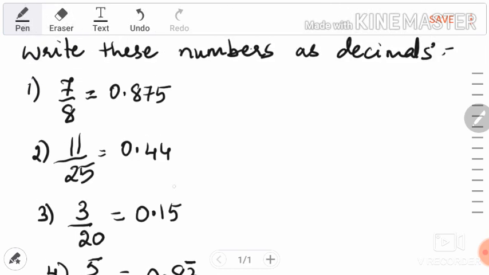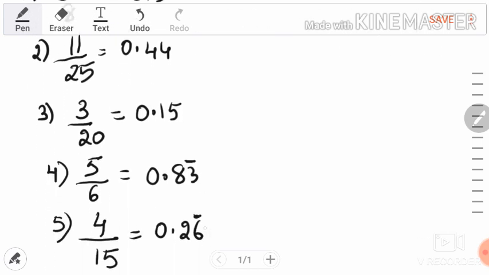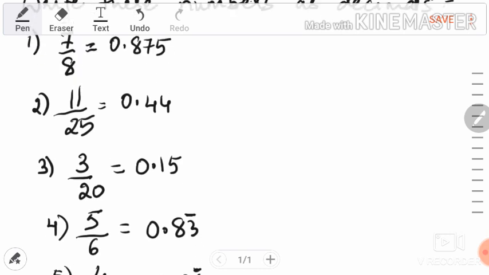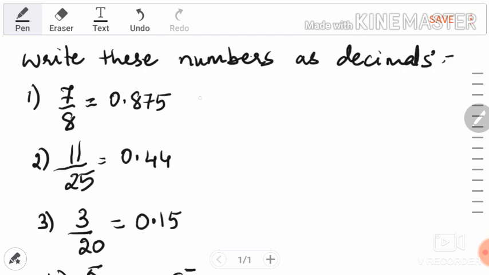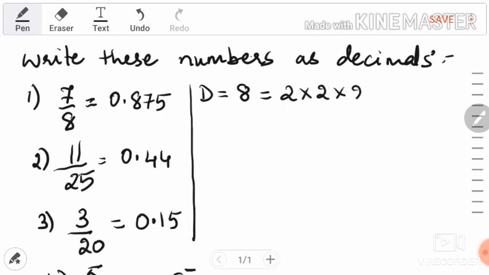Notice that the first three numbers are terminating, and the fourth and fifth examples are non-terminating recurring. Let's look at the denominator. The denominator is 8. Find the factors of the denominator. In this case, it will be 2 into 2 into 2. So I can write this as 2 to the power 3.